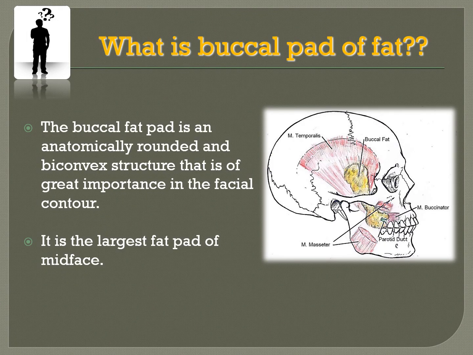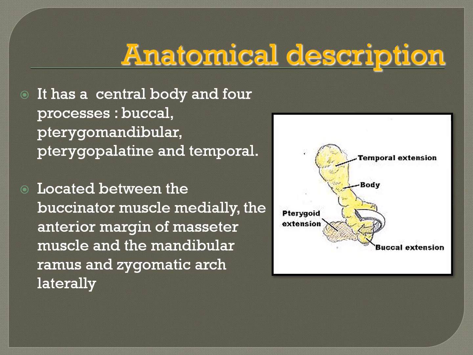So what is buccal pad of fat? It is an anatomically rounded, biconvex structure, and it gives a good contour to the face. It's a large part of your mid-face region. Coming to the processes involved, it has a central body with four processes, namely the buccal, the pterygomandibular, pterygopalatine, and the temporal. It is located between the buccinator muscle on the medial side, the anterior margin of the masseter muscle, and the mandibular ramus and zygomatic arch, which are found lateral to it.